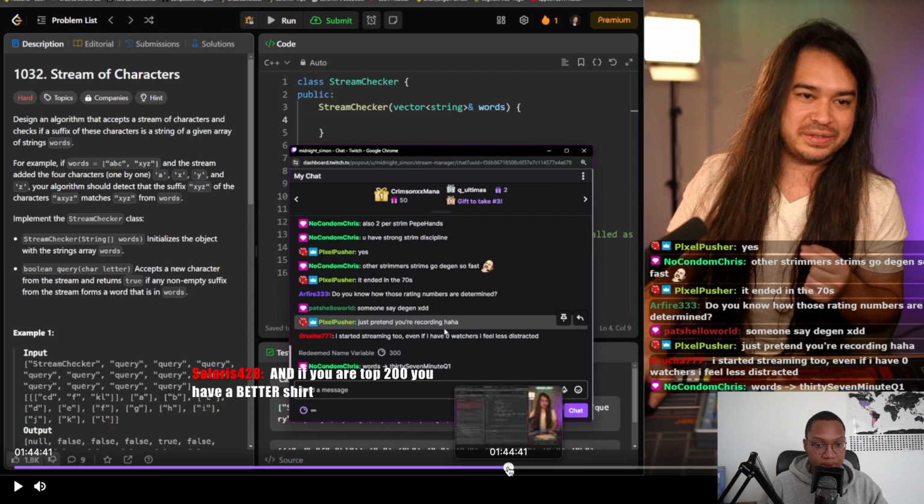If you can do the Meta Hacker Cup, you just have to be in the top 2000. Is it actually doable? I want to know what the people get. You gotta flex that free shirt. And if you're in the top 200, you get a better shirt. Whoa. Whoa.